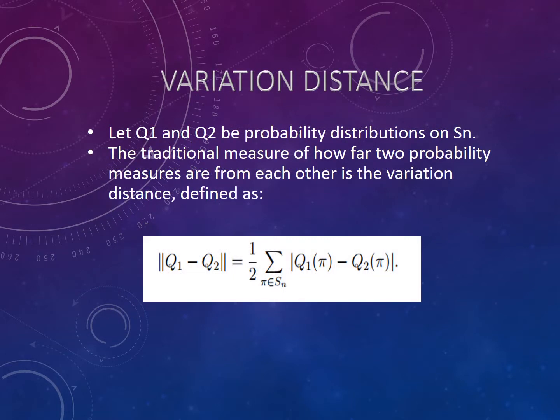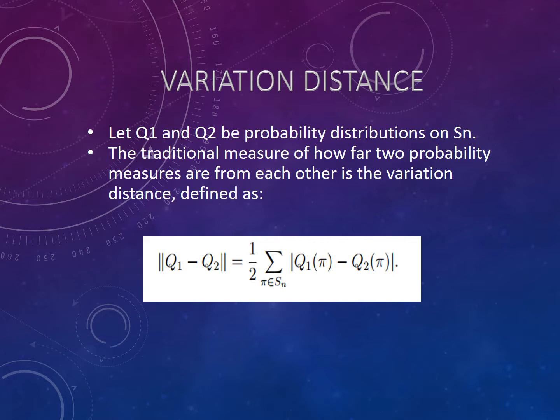So now the question arises: how far away are we from randomness? When we ask how many times we need to shuffle, we're not asking how far to go in order to achieve randomness, but rather to get close to randomness. This is where we come to the topic of variation distance, which is the difference between two probability distributions.